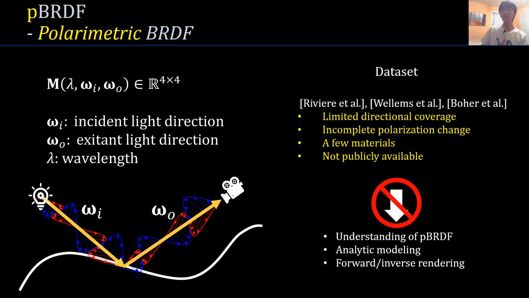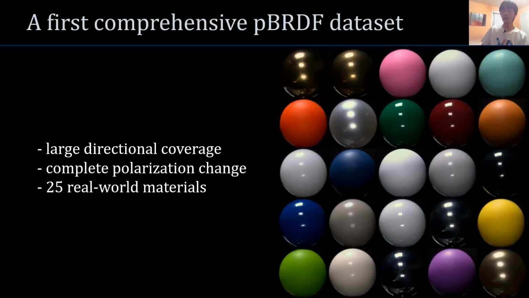Unfortunately, existing PBRDF datasets are limited for this purpose because they only support a small directional region, can only support either linear or circular polarization, and have only captured a few materials to date. In this project, we aim to solve this problem by capturing a first comprehensive PBRDF dataset of 25 real-world materials. Our dataset has large directional coverage and describes complete polarization change necessary for analysis and rendering.